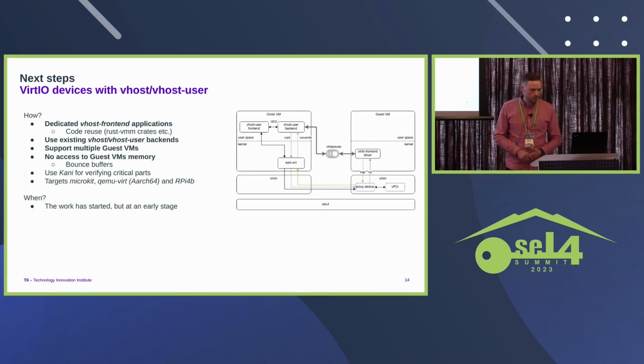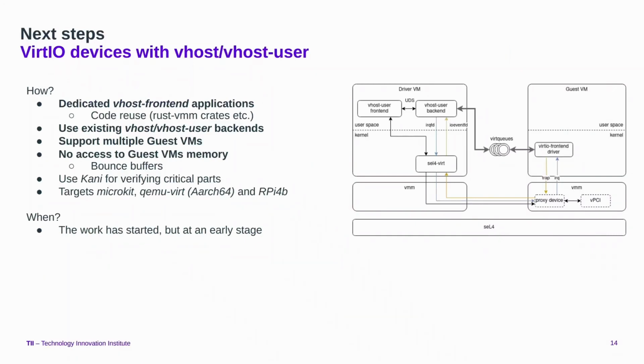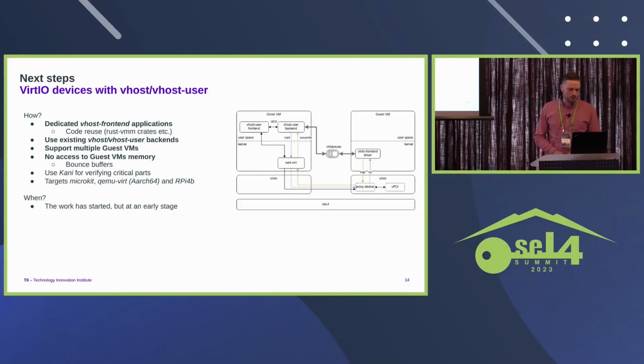It shall support multiple guest VMs, and we will restrict the access to guest VM memory and use bounce buffers here. We've also been looking into Kani for some time, and we are planning to use it to verify some of the parts, but we'll see. The target is Microkit, and the hardware platforms are Raspberry Pi 4B and QEMU virt. We have started working on this, but it is at an early stage, so don't hold your breath.